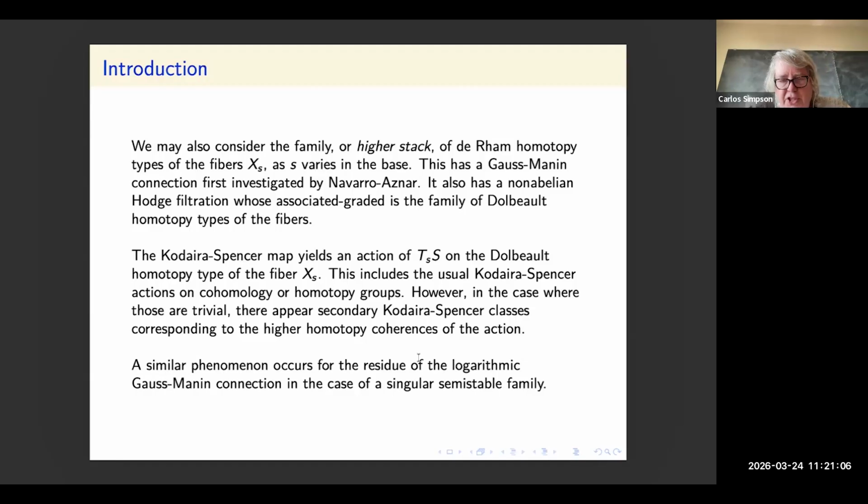And then the second part of the discussion is that a very similar phenomenon is going to occur at the singular points when you have a logarithmic Gauss-Manin connection. So if you have a singular family, which is, let's say, semistable, then you have a logarithmic Gauss-Manin connection, and the residue of the logarithmic Gauss-Manin connection is also going to again be an action of an abelian group. In the higher dimensional case, it will be a higher rank abelian group also, and this will have a similar type of a secondary invariant structure. So that's what I'd like to talk about.